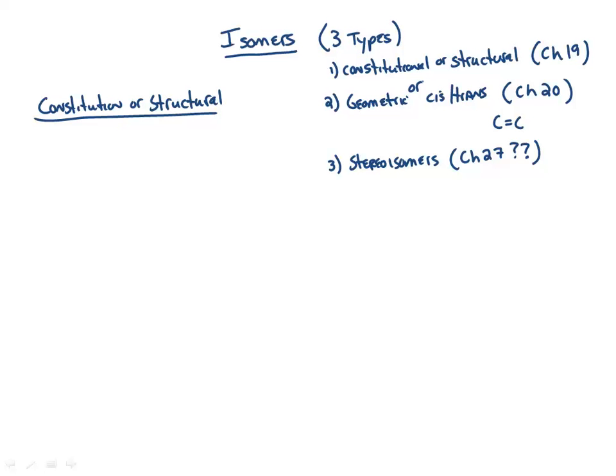So constitutional or structural isomers are compounds that have the same molecular formula, but they have different structures, structural arrangements.